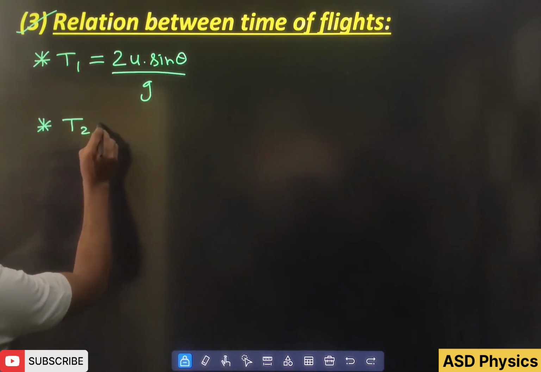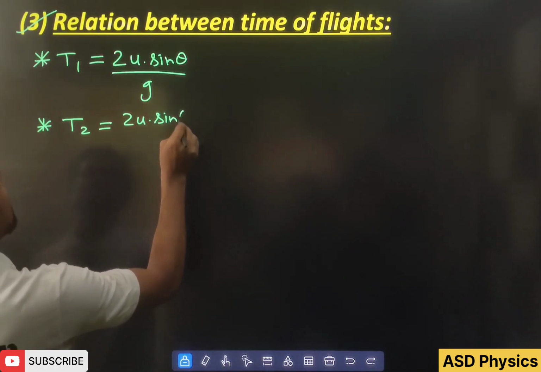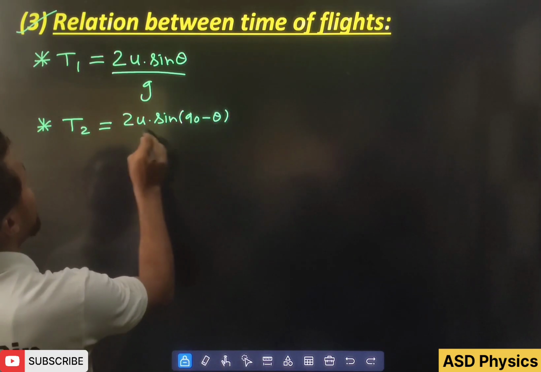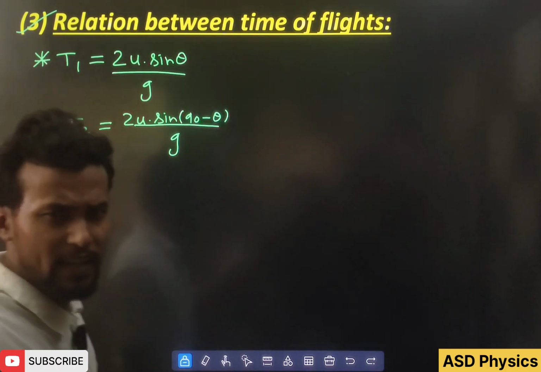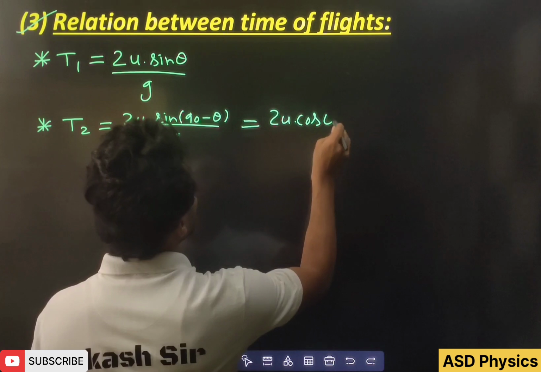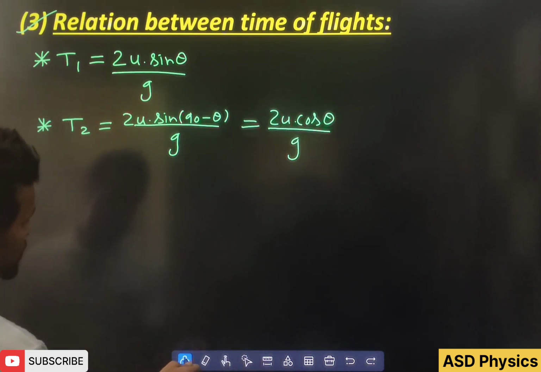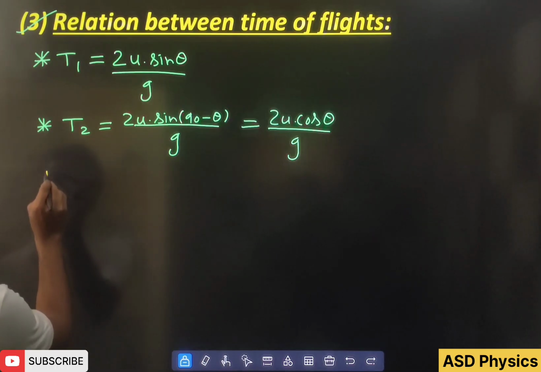Similarly, for the second projectile, what is given here? 2u sine of the other angle, 90 minus theta, by g. And we know very well sine 90 minus theta is cos theta. So 2u cos theta by g. Now we have got T1 also and T2 also. Now again we will get some important terms.